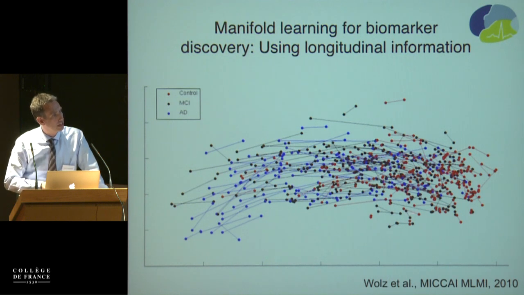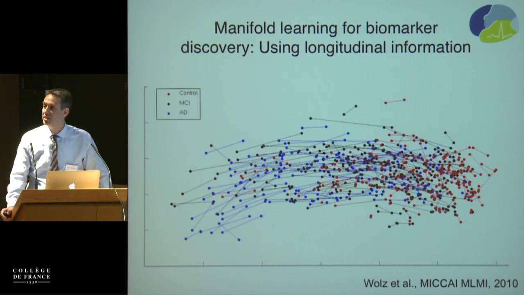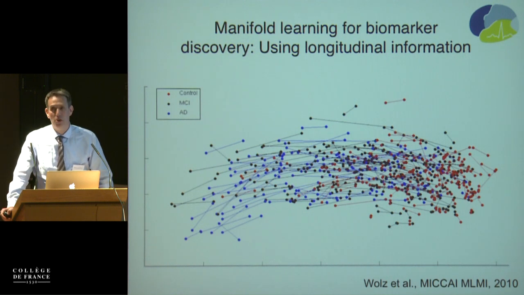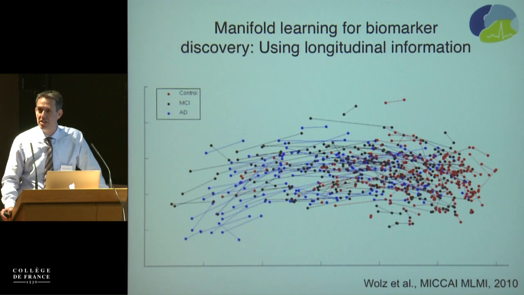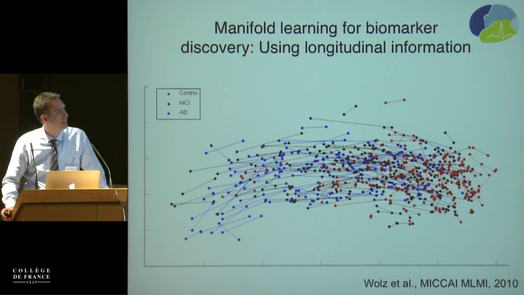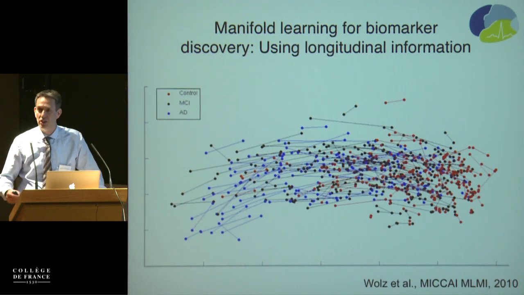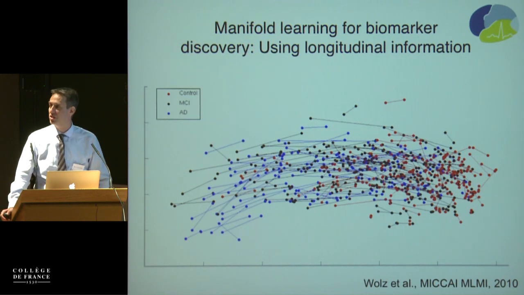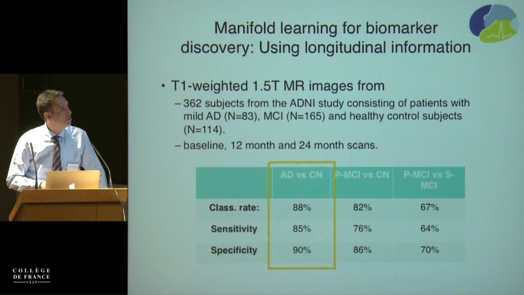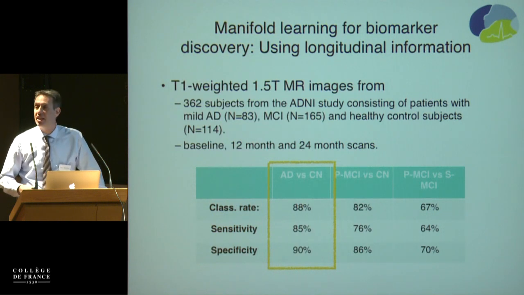The normal subjects, the red points, stay pretty much clustered on the right side and don't move very much. Whereas the patients, the blue points with Alzheimer's disease, they actually tend to move more and more to the left, and they move a quite considerable amount through this manifold. So even though I can't classify a single subject based on its manifold coordinates, if I look at the trajectory of the subject through the manifold, I can actually build a very good classifier and do a pretty good job, with 88%, finding out which subject is which.